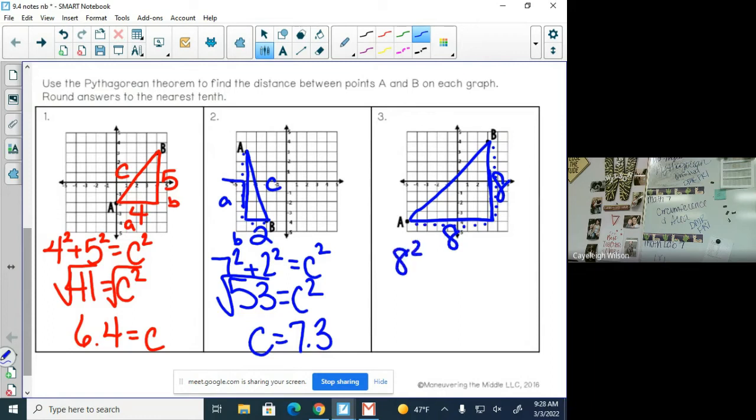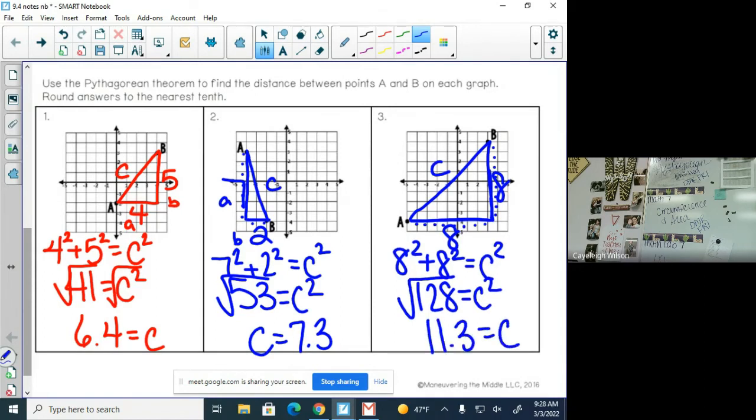All right. So 8, 8. So 8 squared plus 8 squared equals that C squared. So 64 plus 64, that's 128, equals C squared. Square root 128, we get 11.3. All right, moving on to the back.